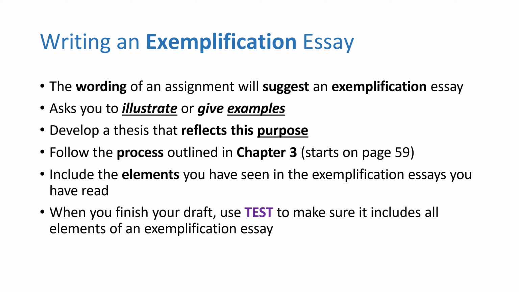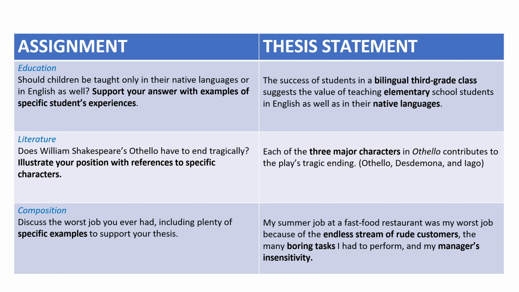Okay, so to kind of recap on some of this, the wording of an assignment tells you or suggests whether it's going to be exemplification, right? It's telling you to give examples about something or illustrate why something is. And then you can go through the same process that you normally would with our writing, where you develop the outline, a topic, the thesis, and everything else that way. So here are some example prompts, like should children be taught only in their native language or in English as well, and why?